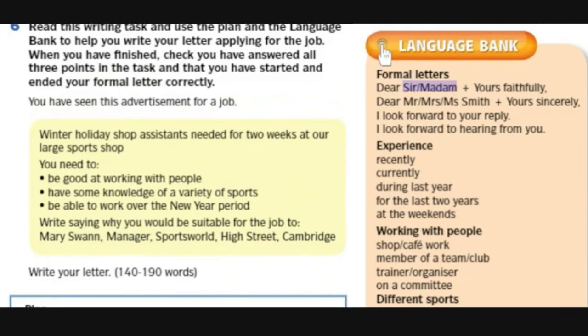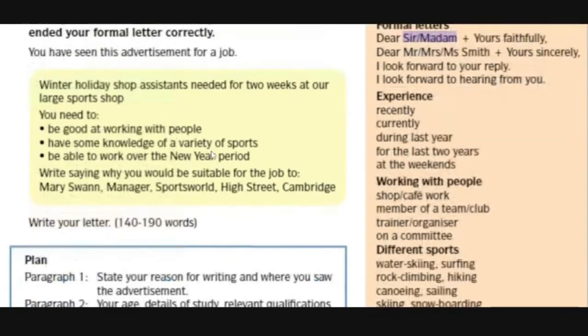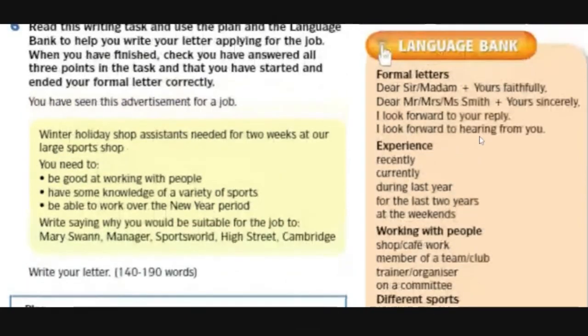Okay. So like the example letter that we have read just now, you have to show that you're good at working with people from your working experience, okay? And or some activities that you join in school, understand? Have some knowledge of a variety of sports, okay? Also, that means you must tell the boss that you have joined certain sports activities or you have certain achievement in sports to show that you have knowledge of sports. Okay. All right. Look at the language bank here.